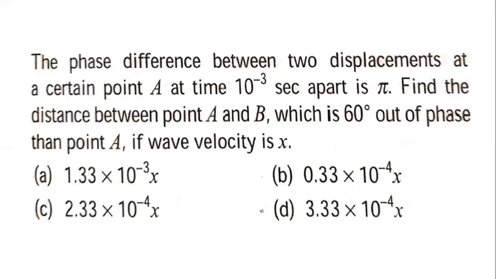Wave velocity is given, the phase difference is given as 60 degrees, and the time difference is also given, 10 power minus 3 seconds apart. Now let us see the solution.